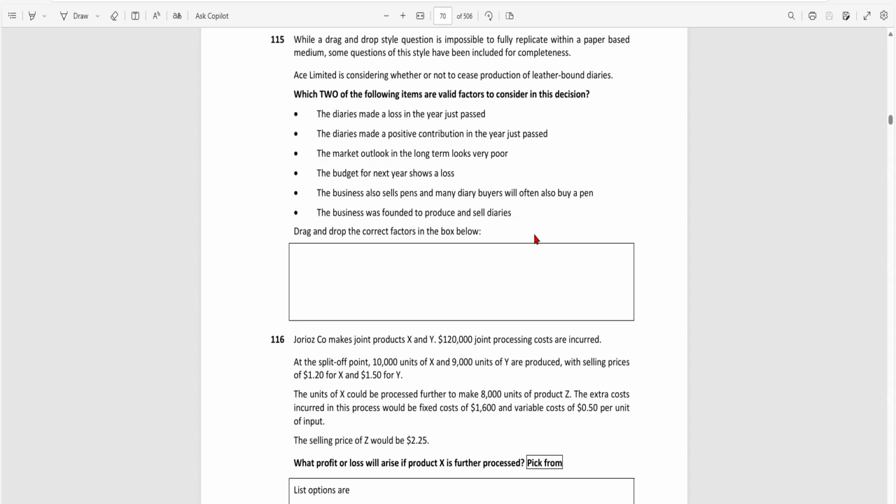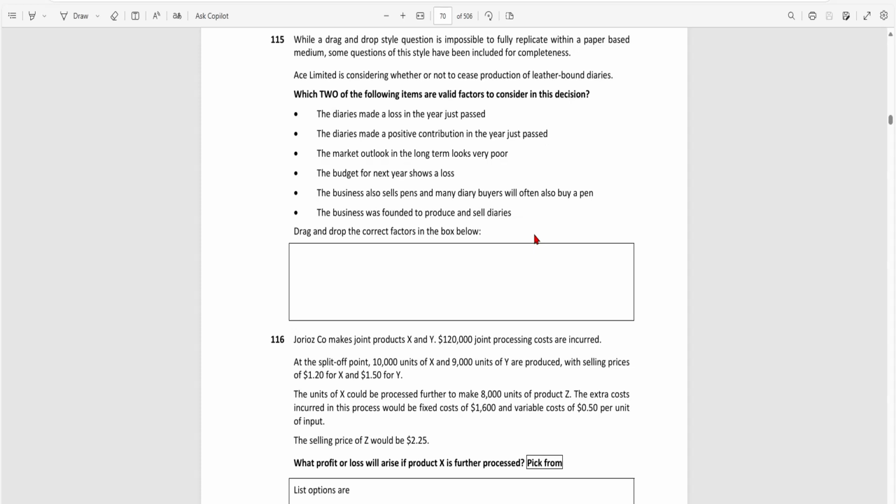decision. As we have discussed in the relevant costing, there are a few types of cost, like, if you remember, future cost, incremental cost, sunk cost, there are many more, right? But if we consider the first statement, the diary made a loss in the year just past. This is historic information, past information, also called the sunk cost, right? So it won't be a valid factor to make the decision whether we should manufacture or cease production of the leather bound diaries. So this will not be valid.